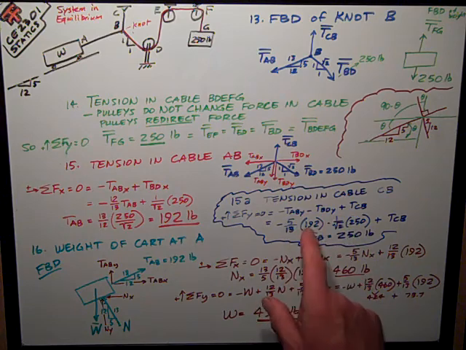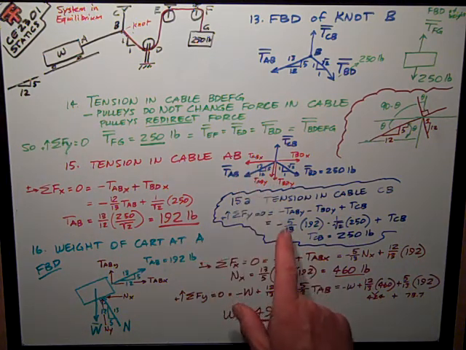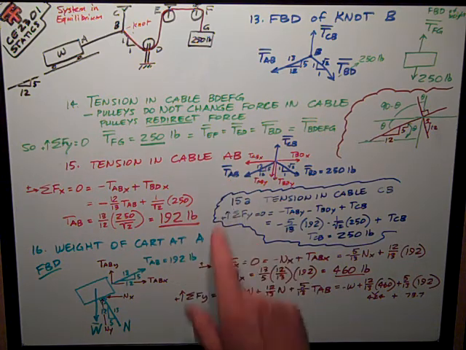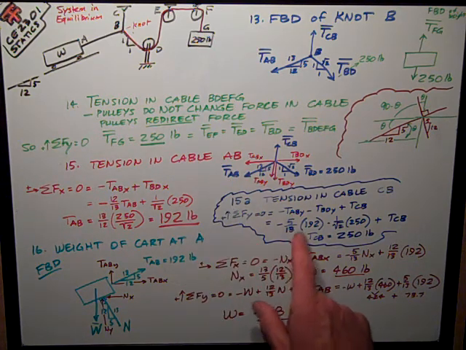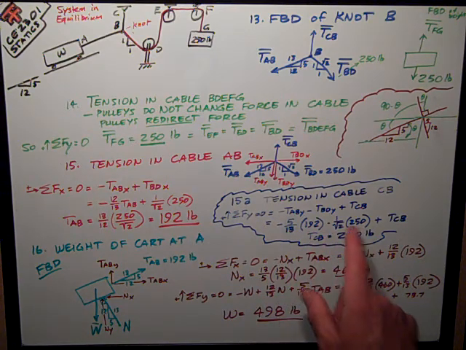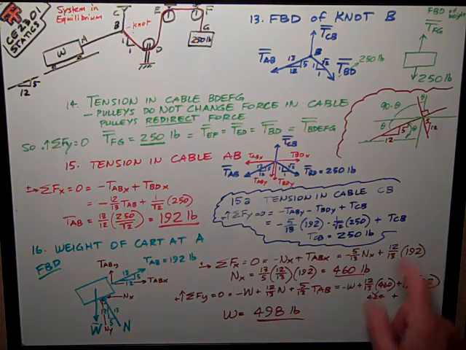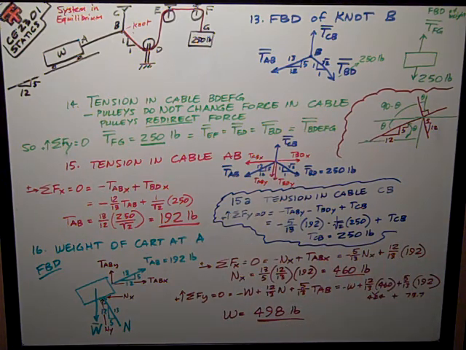I know all the values, so that's negative 5/13 of the total tension in cable TAB, which is 192 pounds. Negative 5/13, 192, minus 1 over the square root of 2 times 250, which is just from this relationship here, plus TCB. TCB works out to be 250 pounds. Isn't that interesting?